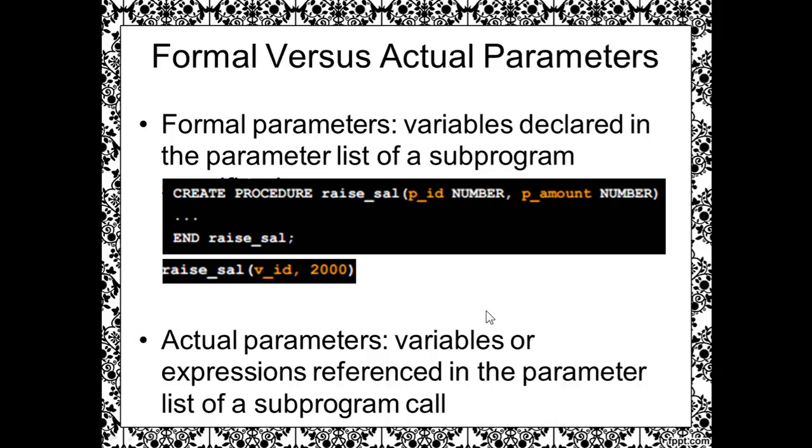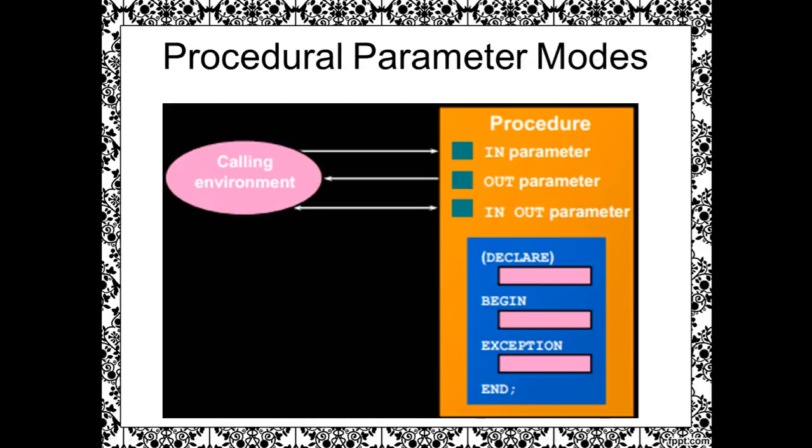Formal versus actual parameter. What is the difference between a formal parameter and an actual parameter? A formal parameter is a variable declared in the parameter list of a subprogram. The example is: create procedure raise_sal (p_id NUMBER, p_amount NUMBER). And raise_sal (v_id, 2000). An actual parameter is a variable or expression referred to in the parameter list of a subprogram call.